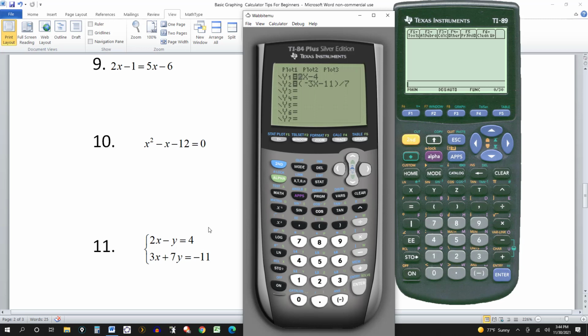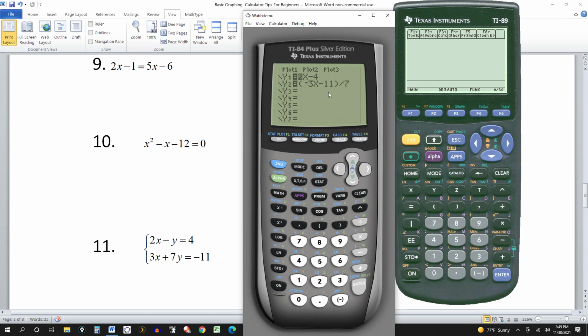So all I did to get the first function here is I solved the first equation for y. So I brought the 4 over. So y is equal to 2x minus 4. Put the y this way, and then I just switched the sides. No problem. And then on the second one, I brought the 3x over to the other side, made it a minus 3x minus 11, and then I divided both sides by 7. That's how I got this one here.